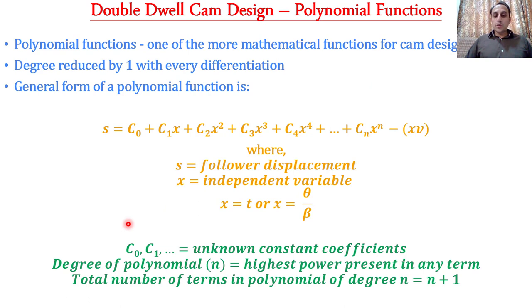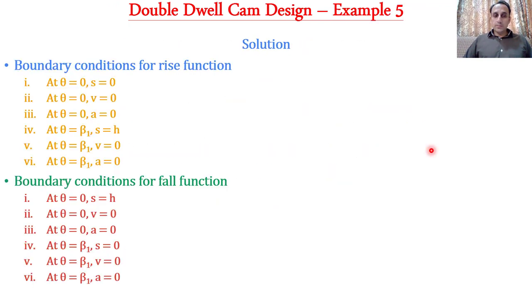So what is the degree of this polynomial function? That is n, the maximum power which any term has, that is the degree of the polynomial. And how many terms do we have? We have n plus 1, degree of polynomial plus 1. So this is a simple introduction to polynomial functions. Now we will use these polynomial functions to construct the SVAJ diagram. Okay, it's the same problem.